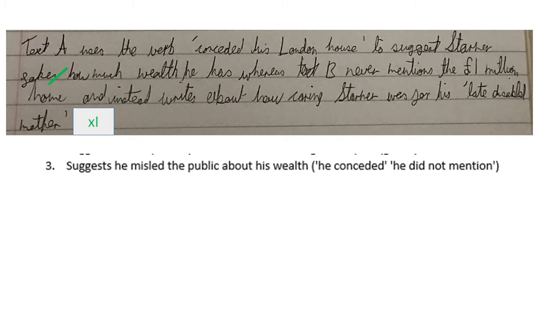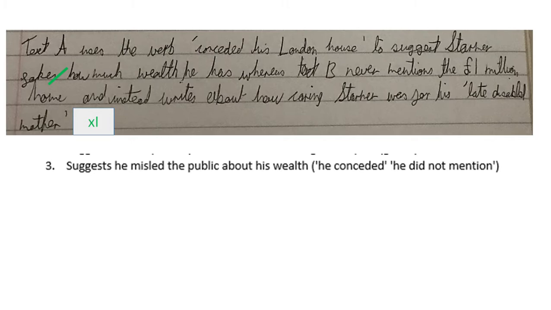However, for the second one, text B never mentions the 1 million pound home, and instead writes about how caring Starmer uses it for his late disabled mother. Oh, I'm obsessed with dollars. I don't feel there's an inference there. You possibly could argue that caring is an inference, but I'm not sure, because it's whereas. The inference caring doesn't really contrast with the fact that he's faking his wealth. So that doesn't quite fit either.